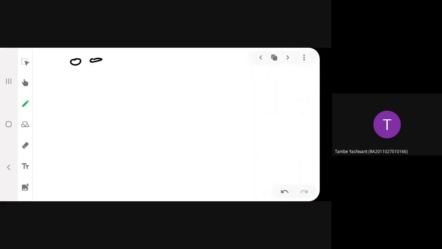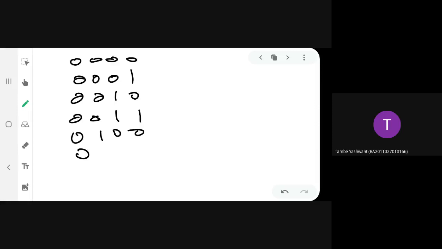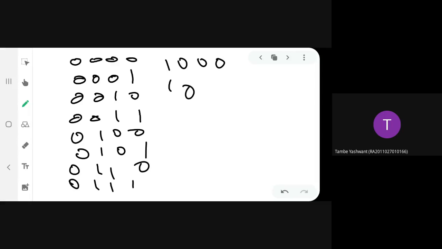So first number: 0, 0, 0, 0, 0, 0, 0, 1, 0, 0, 1, 0, 0, 0, 1, 1, 0, 1, 0, 0, 0, 1, 0, 1, 0, 1, 1, 0, then 0, 1, 1, 1, then 1, 0, 0, 0. Here they have written one more number. This is 9. So 0 to 9. After this completes, next you have to write it in a different sequence, not as in binary. Now you have to group in fours.